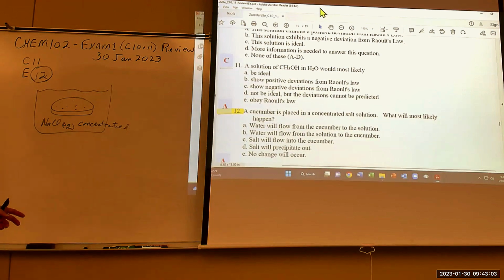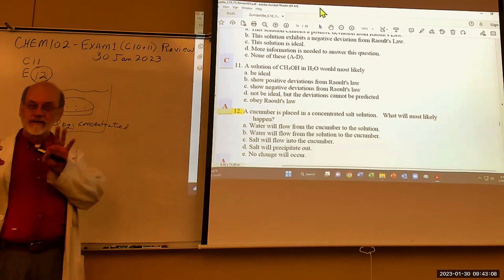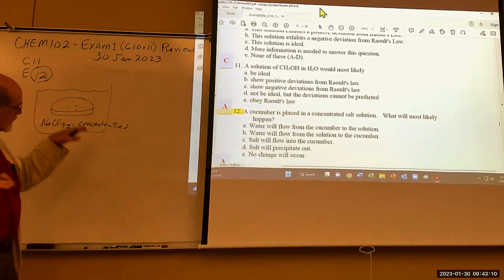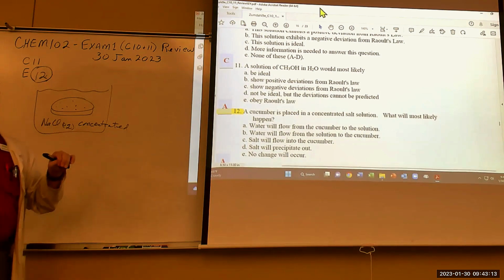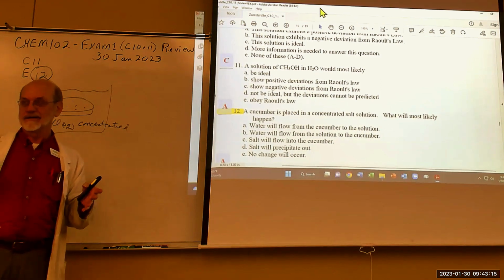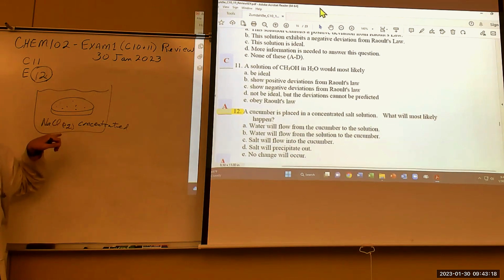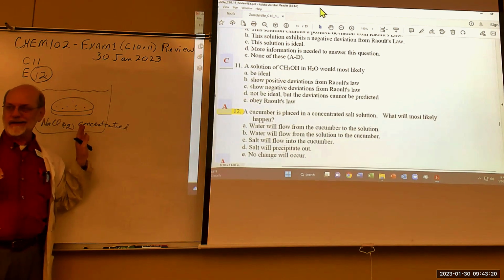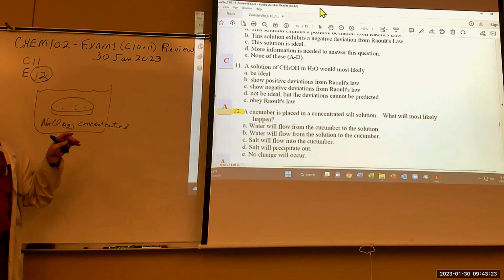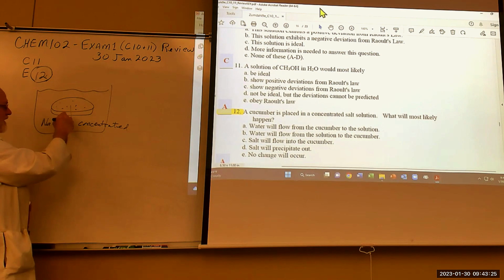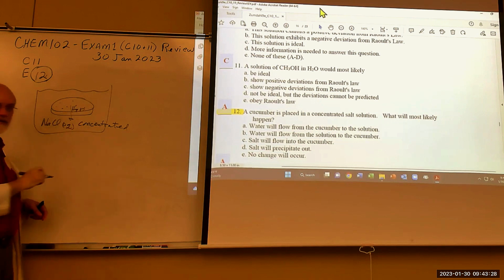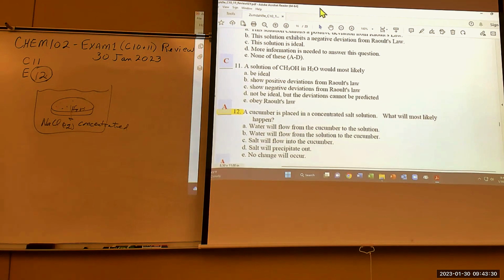Okay, what's going to happen? Compare the solute concentration inside the cucumber with the outside. Which one's higher? That makes it hypertonic. And the water is going to flow which direction? That way. It's going to shrivel up, become very limp. So the water will flow from the cucumber to the solution.